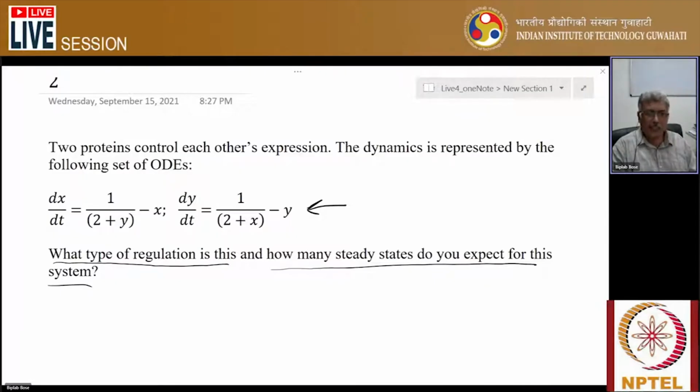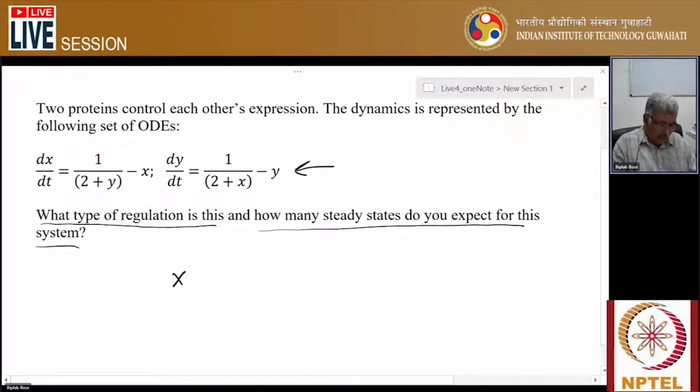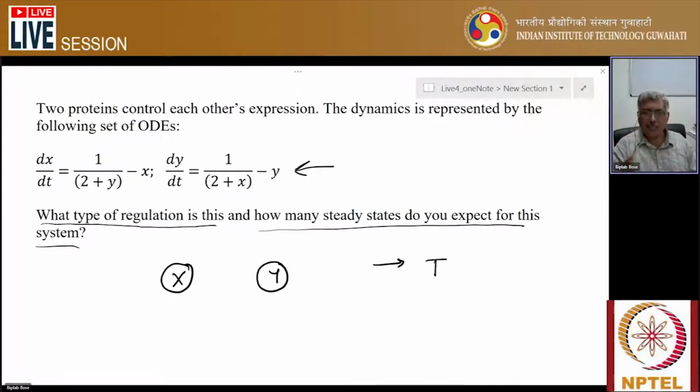Check the ODE. dx/dt is equal to 1 divided by 2 plus y, minus x, and the second ODE is dy/dt is equal to 1 by 2 plus x, minus y. So what type of regulation is this? What type of motif should I draw? For example, I draw x here and y here. I can use an arrow, I can use a hammerhead. So what type of diagram should it be? Positive feedback, negative feedback, direct one-way relation, whatever it is. Tell me. Any guess?